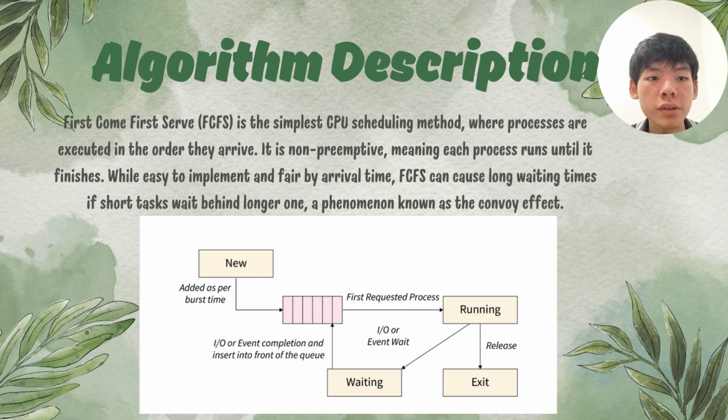First come first serve is the simplest CPU scheduling method where processes are executed in the order they arrive. It is not preemptive, meaning each process runs until it finishes. While easy to implement and fair by arrival time, FCFS can cause long waiting times if short tasks wait behind longer ones, a phenomenon known as the convoy effect.